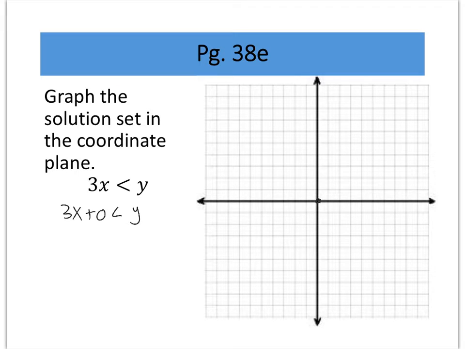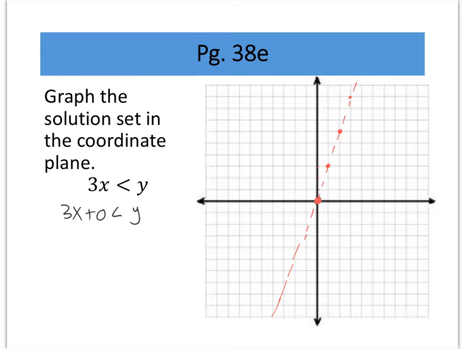So my starting point is 0. My rise is 3, 1, 2, 3, and over 1. Up 3 over 1. Up 3, rise is 3, change in y is 3. My run is 1. Up 3 and over 1. And then it's a dashed line because it's not less than or equal to.